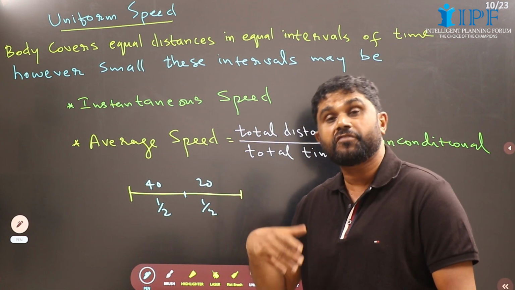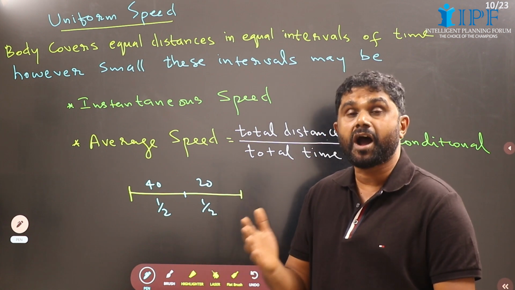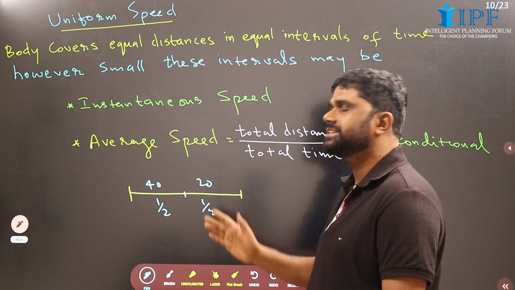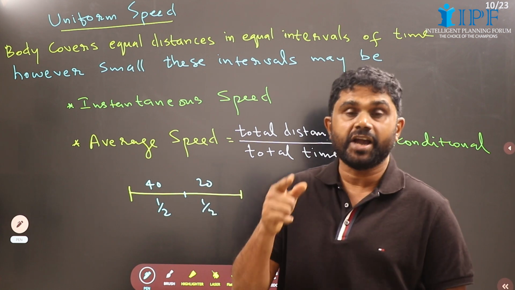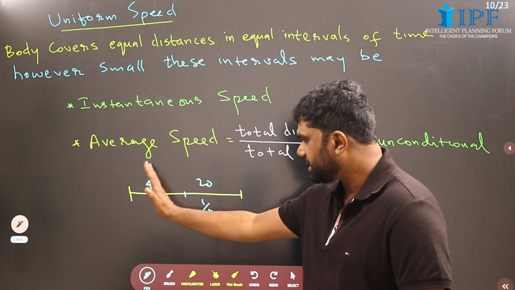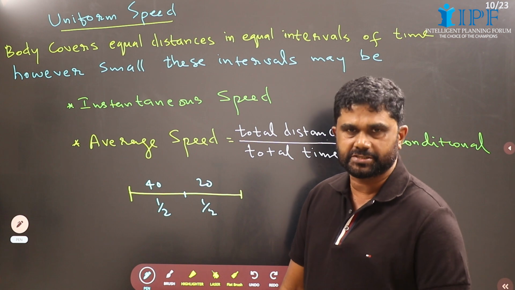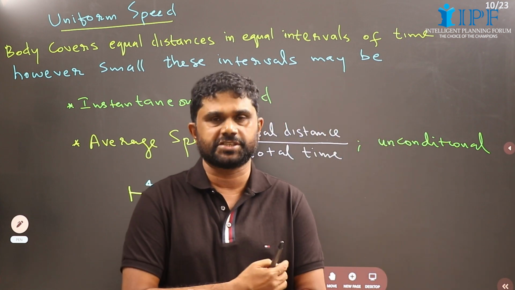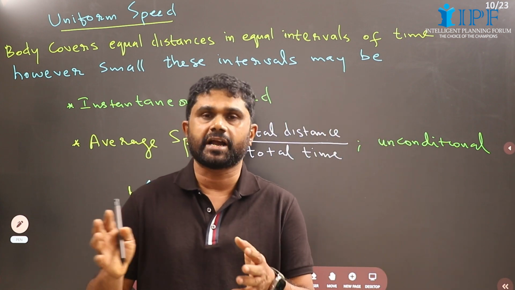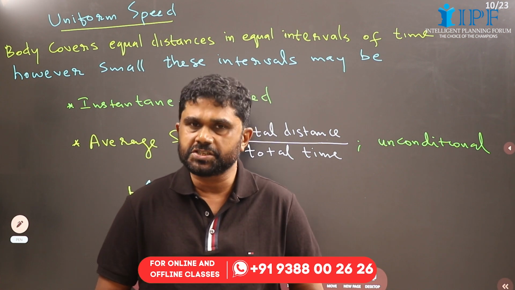So it is moving faster for the first 30 minutes and at half the speed for the next 30 minutes. If we have to say that it is moving at constant speed, this must be 30 kilometers in the first 30 minutes and 30 kilometers in the next 30 minutes. Suppose every 30 minutes we have checked, and in every 30 minutes it has covered 30 kilometers.